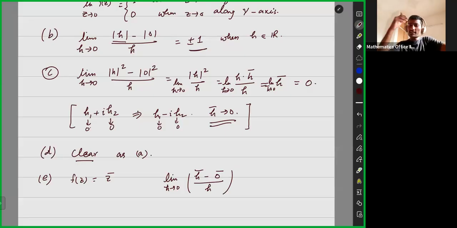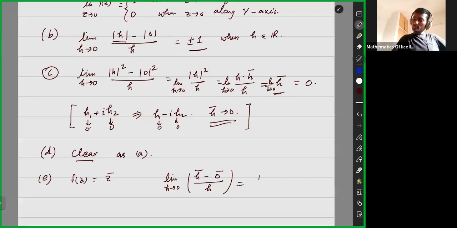No, no, part C, this was existing because of the extra h bar. It becomes 0, because it was modulus square, we were getting in the numerator an extra h. That's why it becomes 0. But here it is not equal.